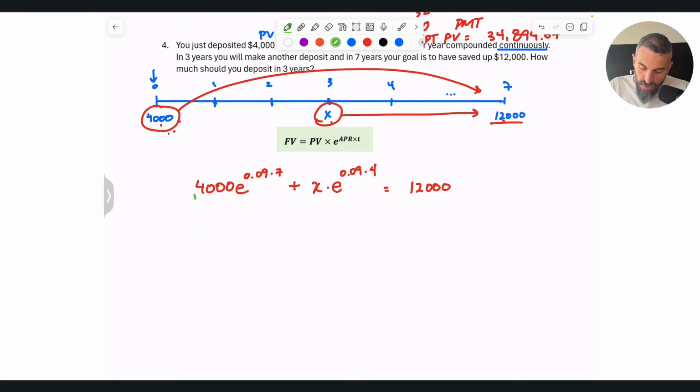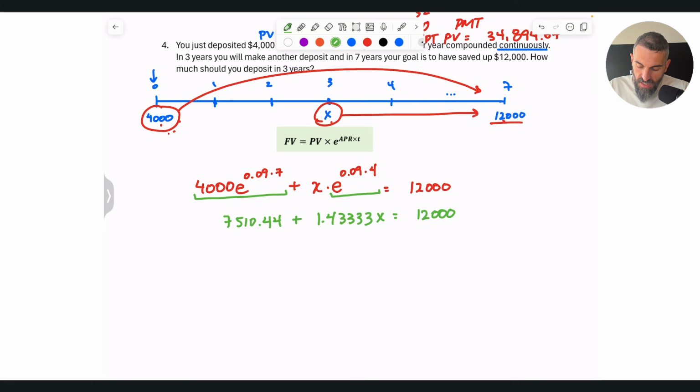We'll start by punching this into our calculator. 4,000 times e to the power of 0.09 times 7. So this is going to grow into $7,510.44. Plus, this whole thing, I can punch into my calculator. So e to the power 0.09 times 4 is about 1.4333. I'm going to keep 5 decimal places. That should be enough. X equals 12,000.